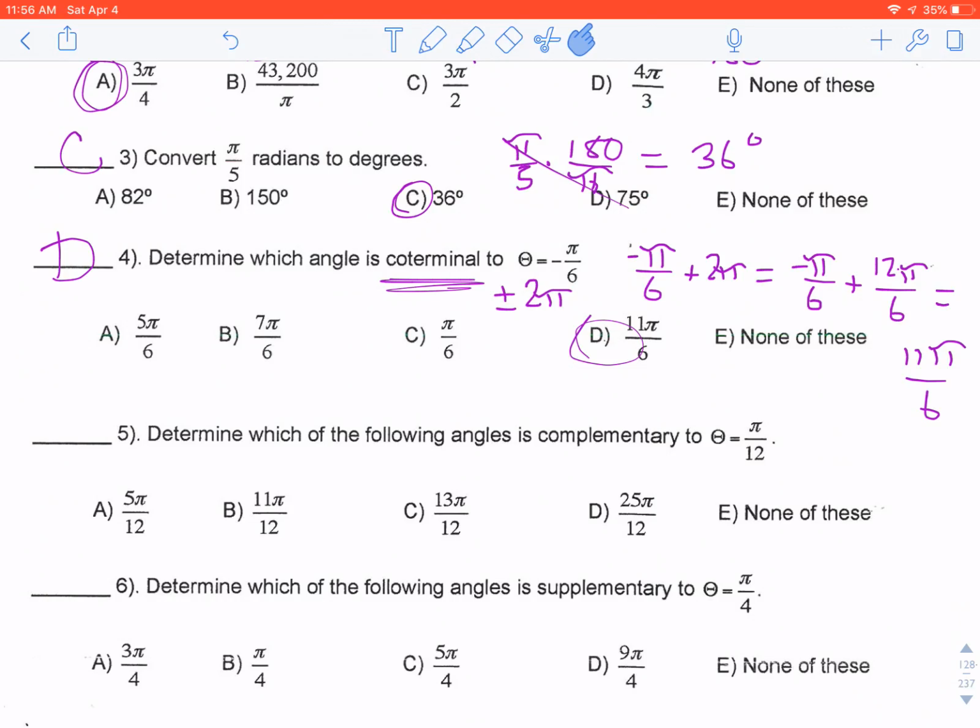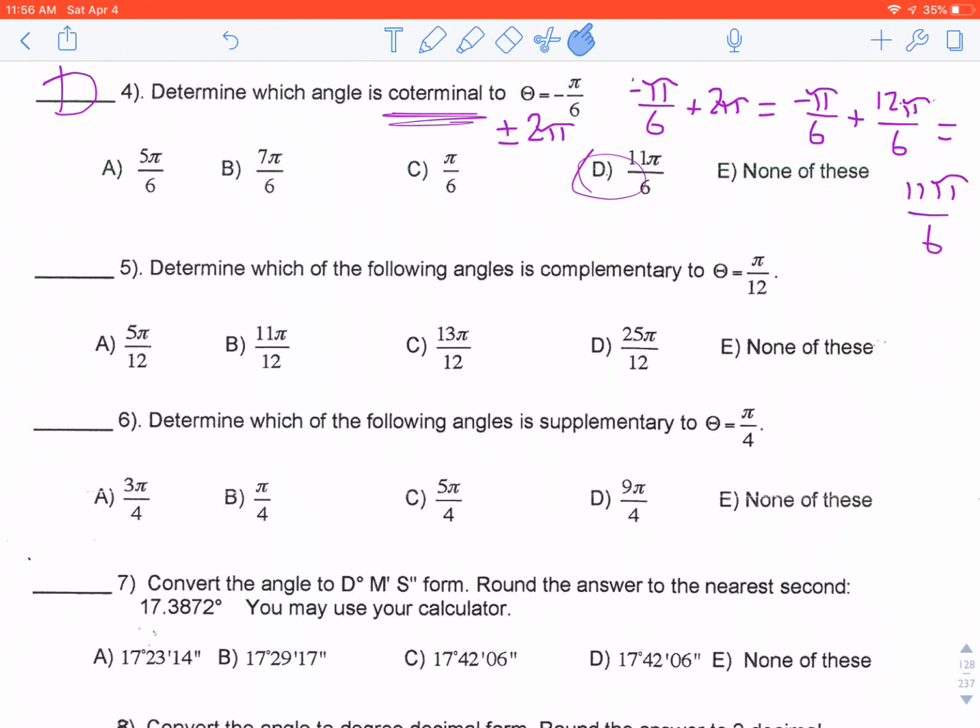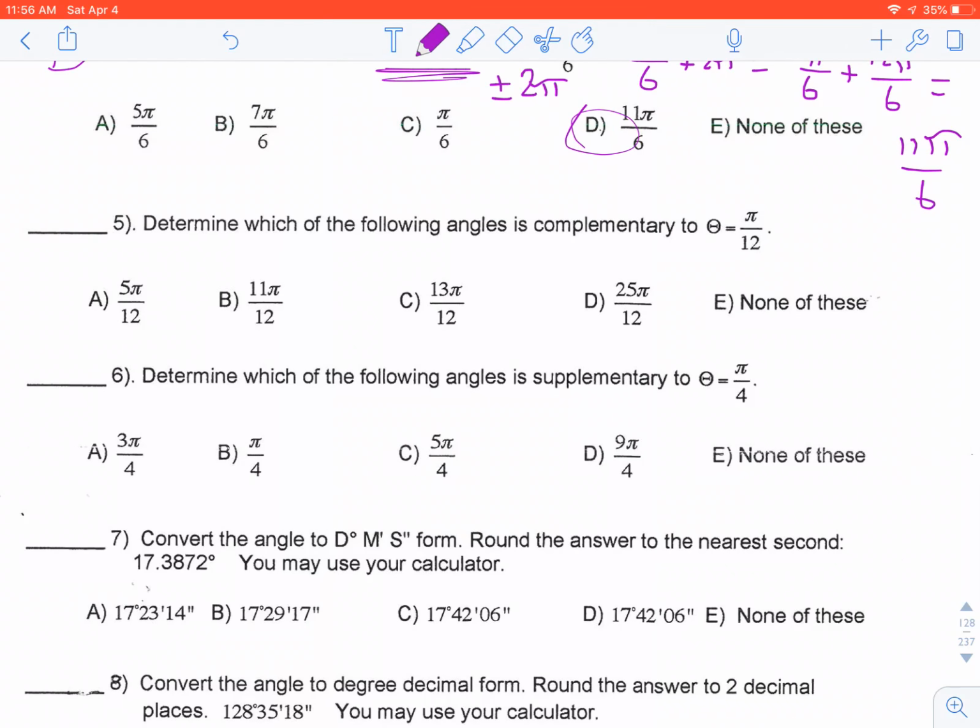Number 5, determine what angle is complementary to theta equals pi over 12. Remember, complementary is 90 degrees, okay, which in radians is just pi over 2. Okay, so if we sketch this, pi over 12 is somewhere down here. Our pi over 2, which is our complementary angle, is up here. Now, there's 2 ways you can think of this. You may change this so that it has the common denominator of 12. 6 pi over 12 is the same thing as pi over 2.